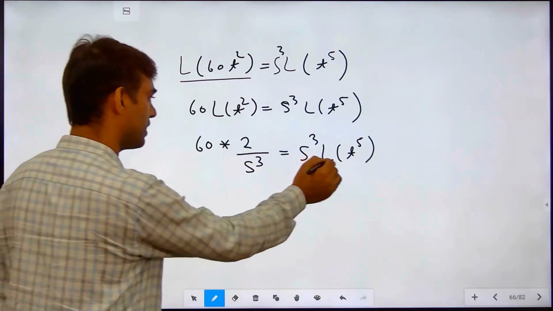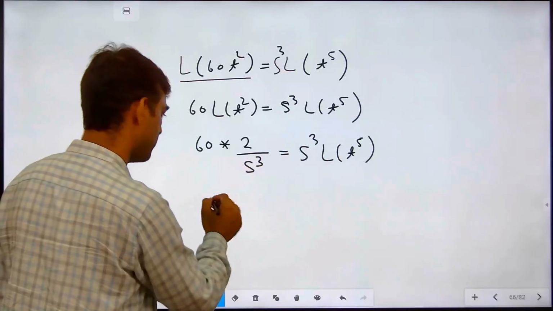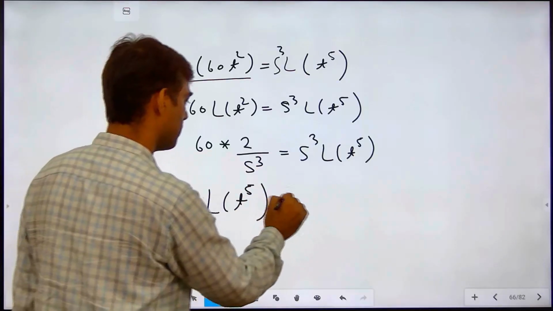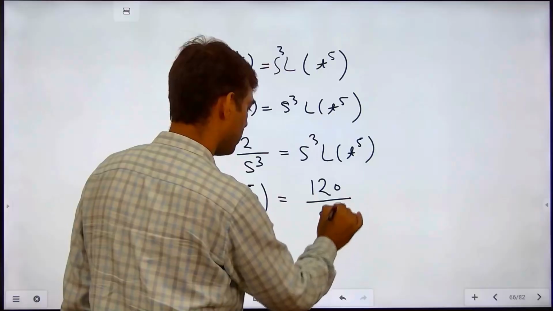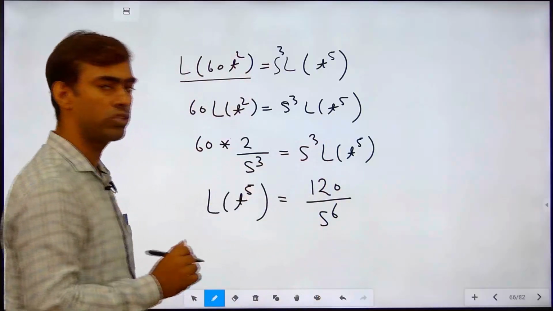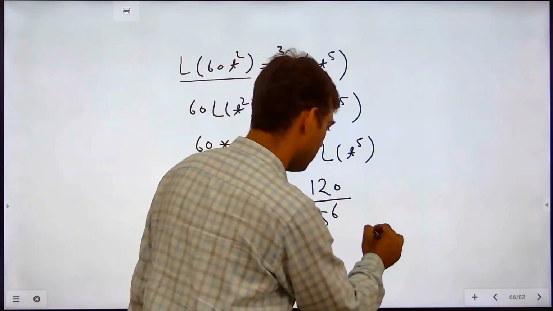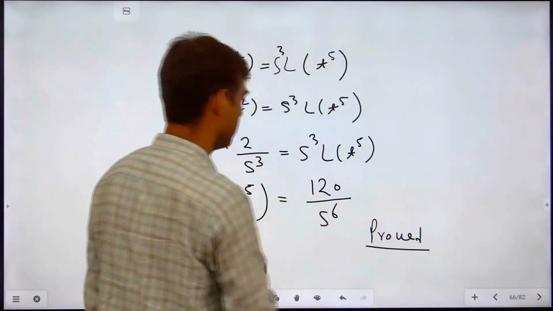After simplification, s cube moves to the left hand side. Then the Laplace transform for t to power 5 becomes 120 upon s to power 6. So, this is the result that was required to prove. This is the proof.